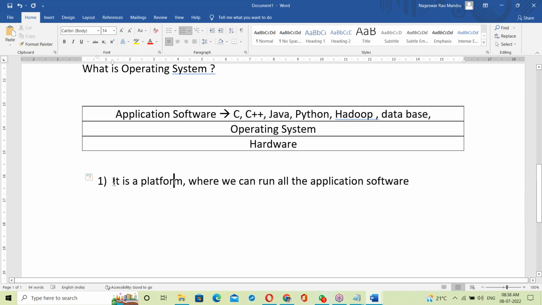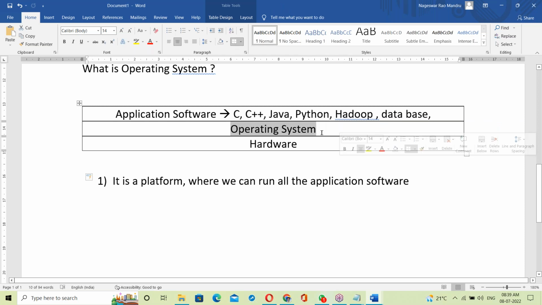So the OS is a platform where we can run all the application software. All application software runs on top of the OS only. Without the OS, no program runs. Everything is on top of the OS, maybe some languages, tools, or packages. Even to run MS Office, an OS is required.